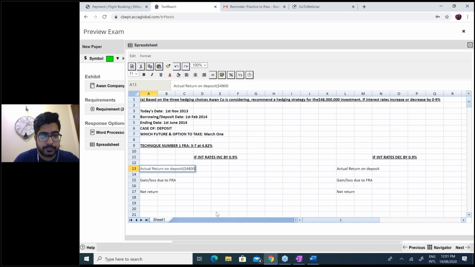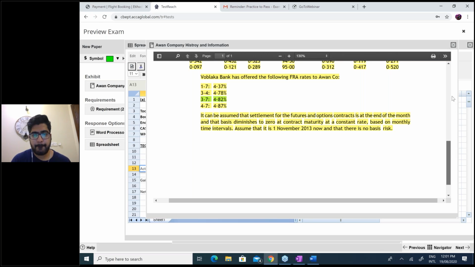$48 million. Amount is 48 million into the rate of interest, actual. What is the actual interest rate? So the question states we can invest funds at 4.09.